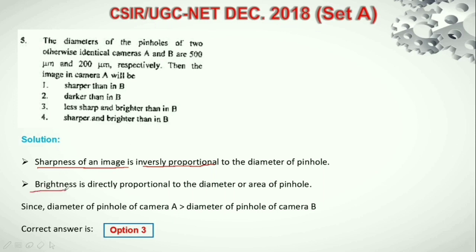And brightness is directly proportional to the diameter. So this means the brightness of the image from camera A will be more. So combining the two facts, it is clear that our answer will be option 3, that is, image from camera A will have less sharpness but more brightness.